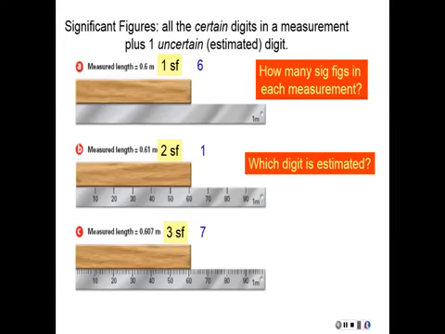So all measurements have one estimated digit, and that's the uncertain one. They have to have one. You can't have more than one. So it would have been wrong up in A if somebody had said, I think that's 0.65 meters. Because if they're guessing at the 6, they'd know nothing about the 5.